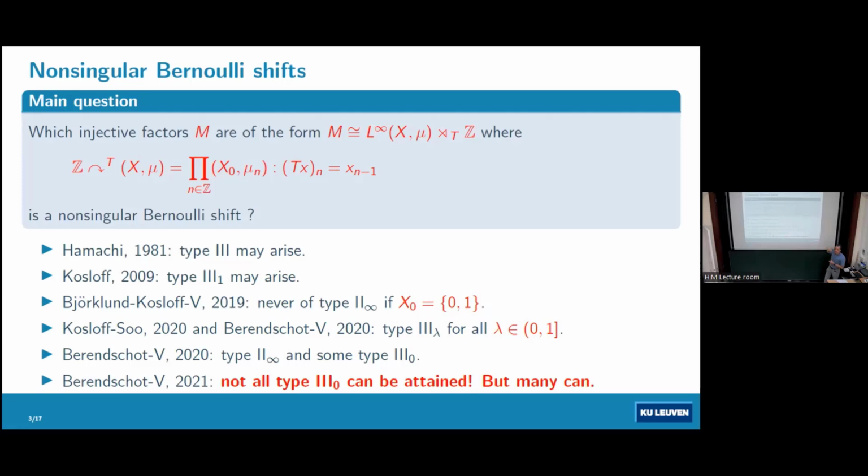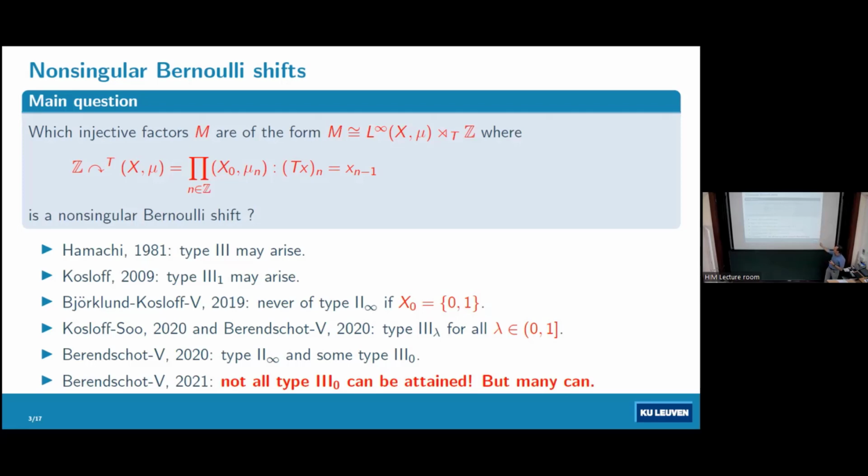Now, the interesting thing is that you can get a shift of type II_infinity. You cannot get it with a base space of 2 points, but you can already get it with an infinite discrete base space. So the phase transition there is really from a finite set to an infinite set, not to the continuity of the measure set. And then, more recently, in a recent paper of Tey Berendschot and myself, we proved that there is actually a general obstruction, so that not all type III_0 are reachable by non-singular shifts.